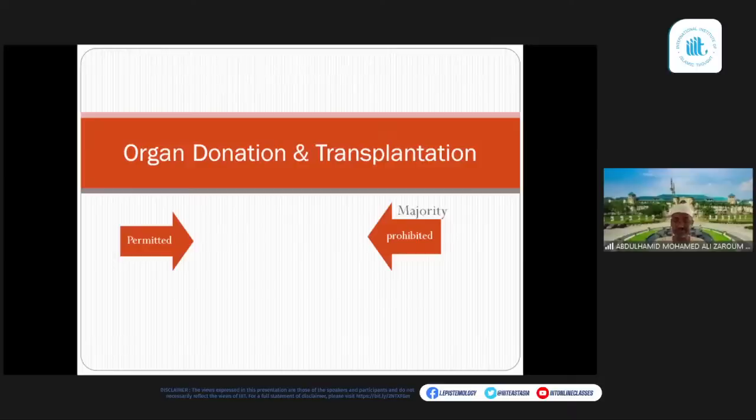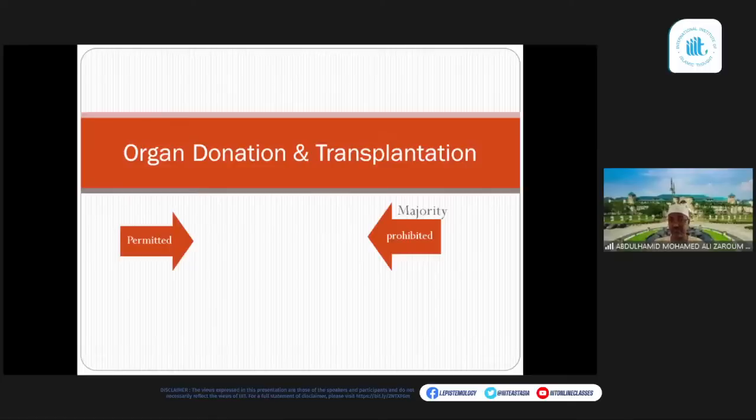When discussing this issue, you might have in your mind the problem of whether my body belongs to me or not. Is it Allah's property or my property? Does a human being have the right to change or sell or exchange or terminate their life? These are issues that will always be in your mind.